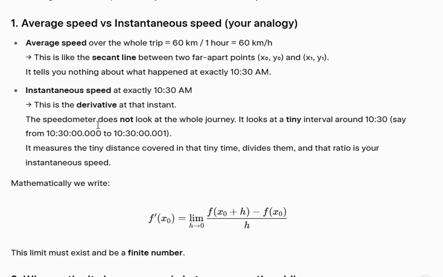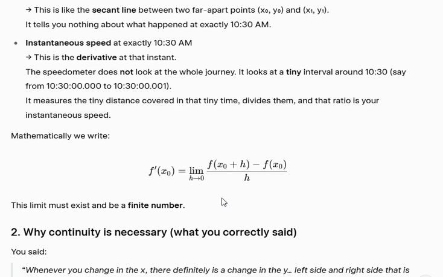The speedometer does not look at the whole journey. It takes a tiny interval around 10:30, from 10:30 to 0.001 second, and finds the distance traveled in that time, and divides it. That ratio is called instantaneous speed. Mathematically, if you want to find the derivative at that particular point, it is f of x0 plus h, a minute change in the input, and the change in the output, what is the answer.